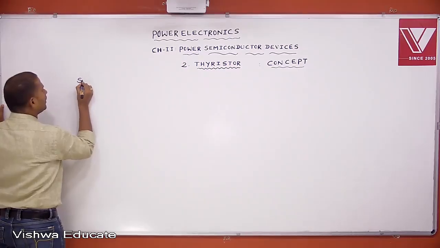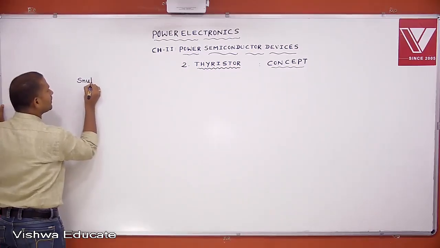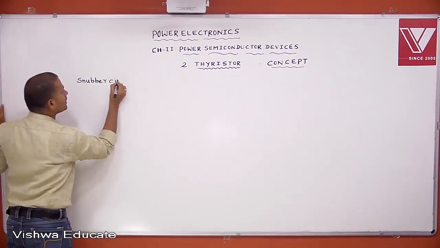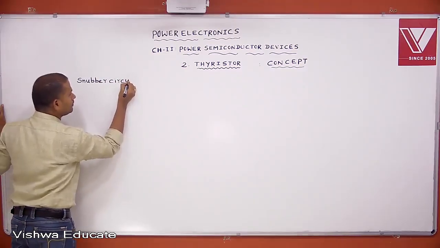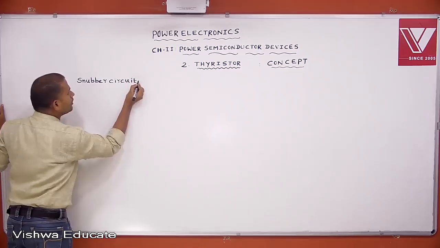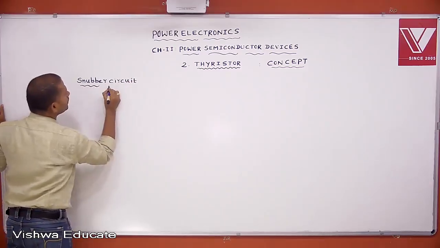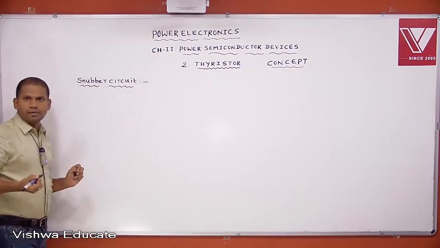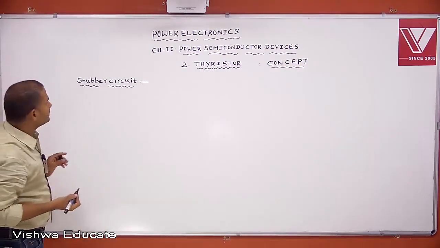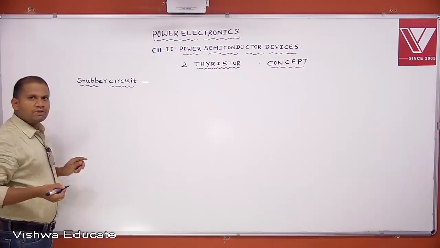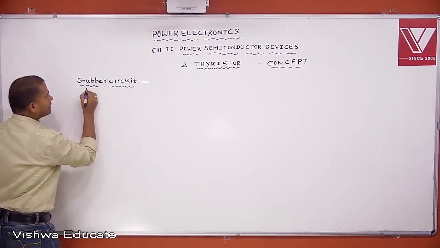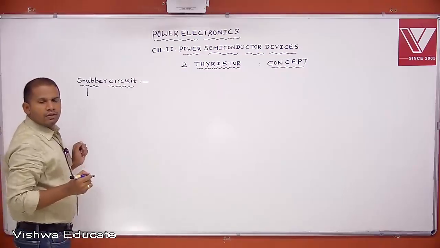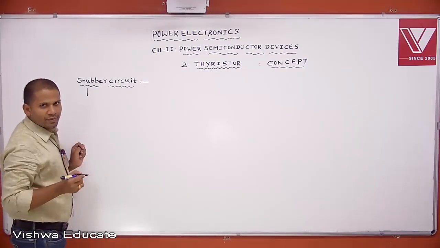The first very important concept is the Snubber circuit. What is the purpose of using Snubber circuit? How to design the Snubber circuit parameters? These concepts I want to discuss. What is the purpose of using Snubber circuit? That I already told. So many applications are there for Snubber circuit.